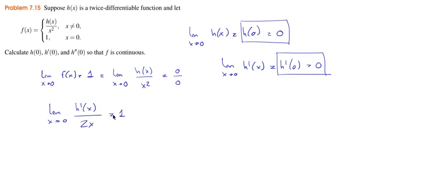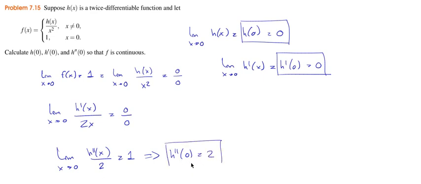So if this is 0, then we have 0 divided by 0, and applying L'Hopital's rule again, we have h second divided by 2 has to be equal to 1. Okay, so this implies that the limit when x goes to 0 of h second, and we are supposing that this is the same as h second at 0, is going to be 2, right? And that solves the problem.